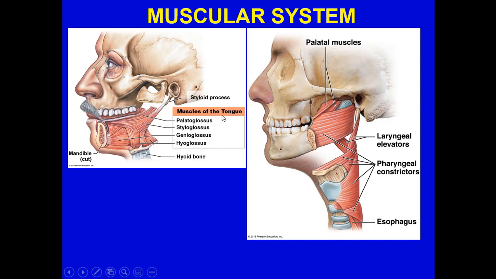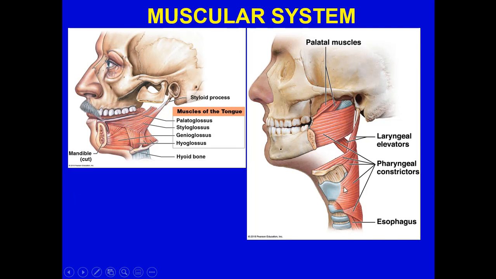So, here are our muscles of the tongue: palatoglossus, styloglossus, genioglossus, and hyoglossus. Notice that several of them attach to the hyoid bone. This one, the styloglossus, attaches also to the styloid process of the skull. That's that little pointy bone. Then, interestingly enough, it also is an anchor for the laryngeal elevators, here and here. And these muscles here, here, and here play a critical role in the pharyngeal constrictors.